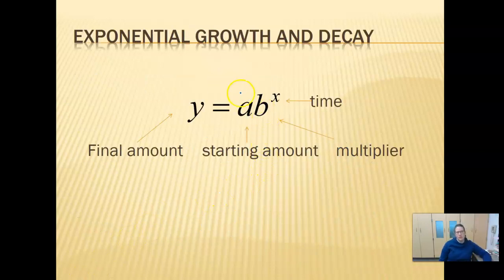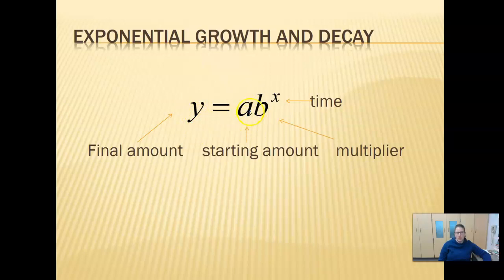Okay, exponential growth and decay. This is the basic equation for exponential growth and decay. So we have y, which is going to be the final amount of whatever we have. A lot of times we're talking about interest or a population of some type, or a half-life of something. So the final amount of whatever it is that we're talking about is going to be y.